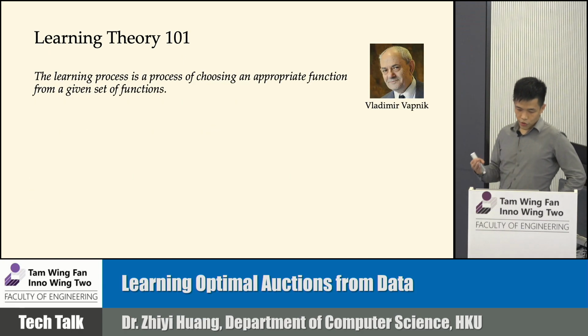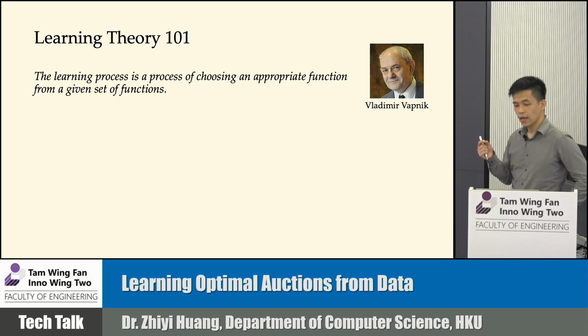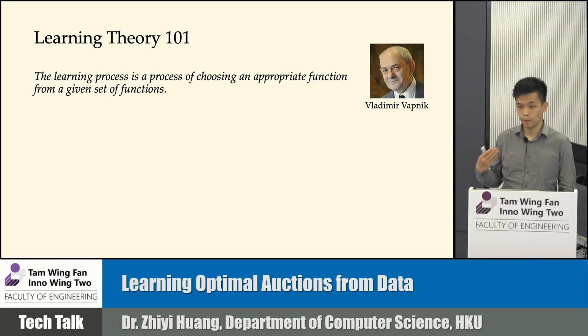So now we need to go through learning theory 101. Quoting from the pioneer Vladimir Vapnik, the learning process is a process of choosing an appropriate function from a given set of functions. In the context of auctions, the set of functions that we are looking at is the set of auctions. For each auction, the function is a mapping from the bidders' bids to the revenue that the auctioneer gets by running that auction on the specific bid profile. And what we want, the so-called appropriate function, is the function that maximizes the expected revenue earned by the auctioneer.